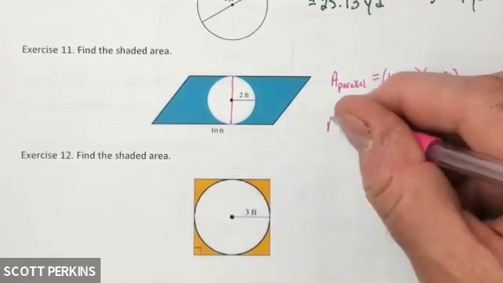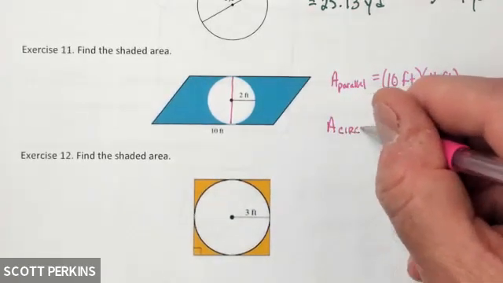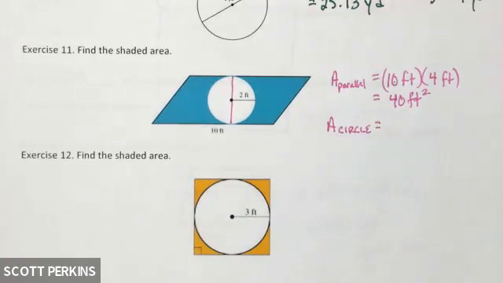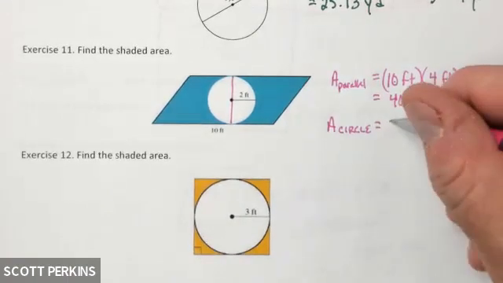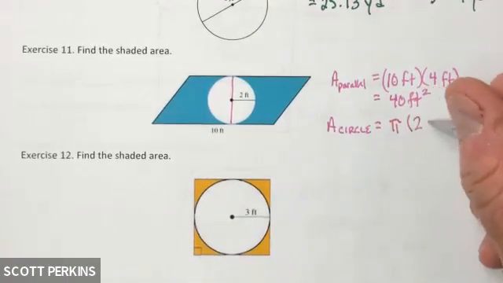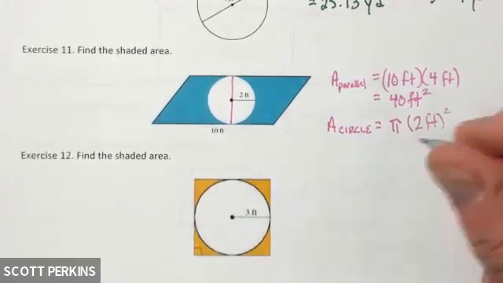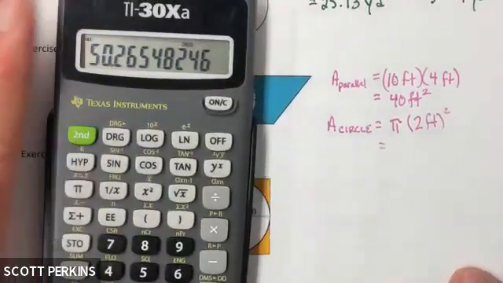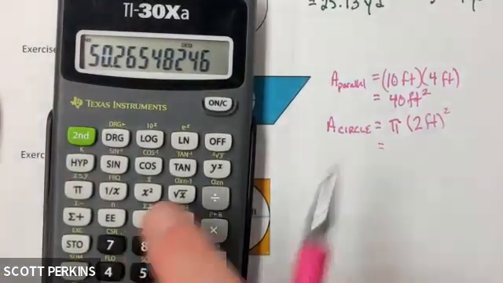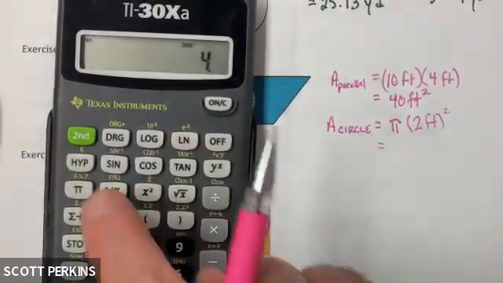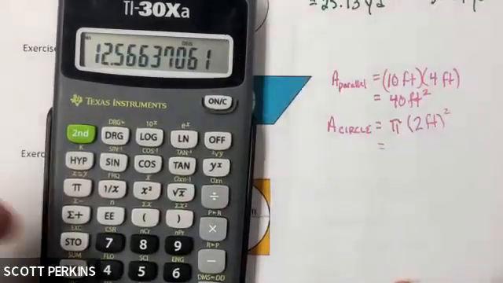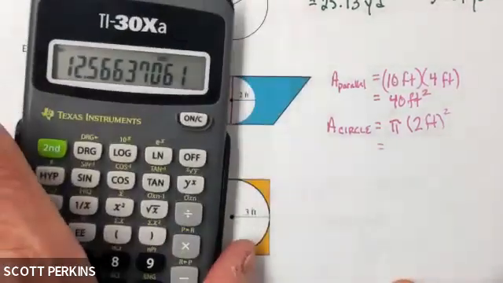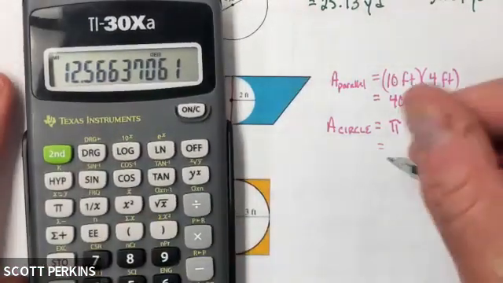Then the next thing we're going to do is find the area of the circle. Well, the area of the circle is pi times r squared. So pi times 2 feet squared. So I put that into my calculator. I've got pi times 4 because 2 squared is 4. So 4 times pi turns out to be 12.57 feet squared.